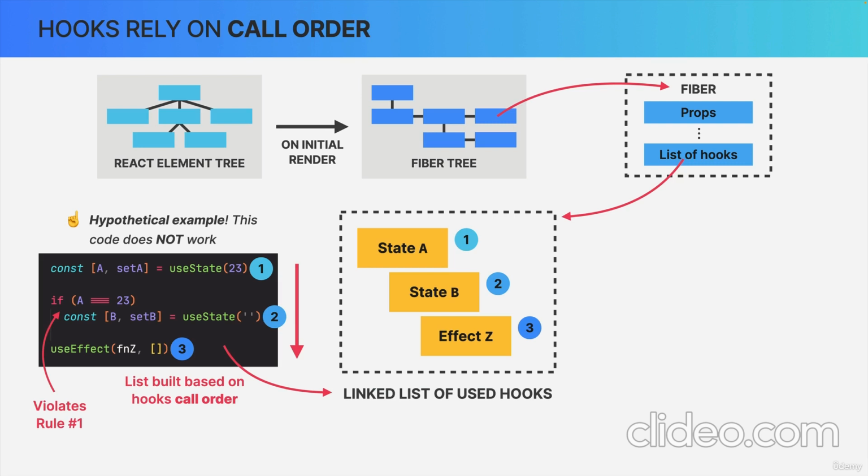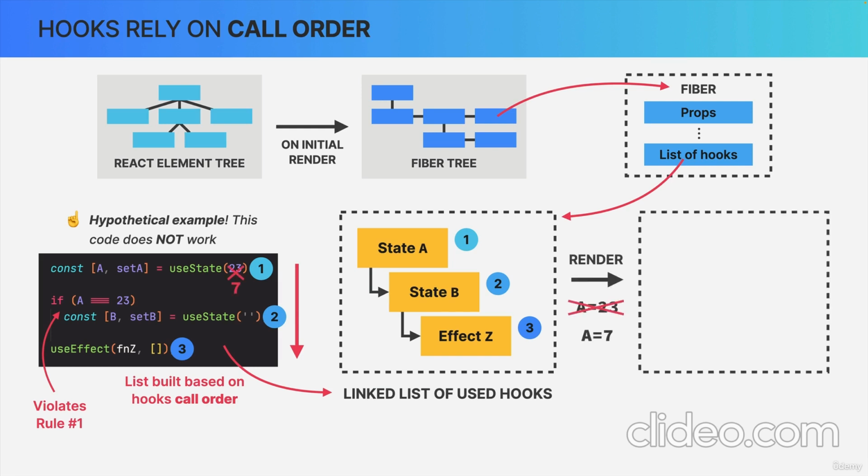But what does linked actually mean? Well, it means that the first list element contains a reference to the second element, which in turn has a link to the third list element. So all the list elements are linked together, which is actually a common data structure in computer science. But anyway, moving back to our code example, let's now imagine that a re-render happened because state A was updated from 23 to 7. But this now creates a huge problem.